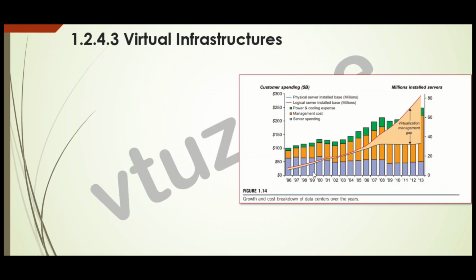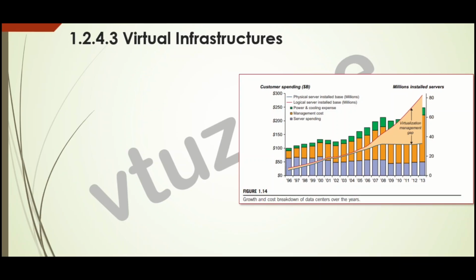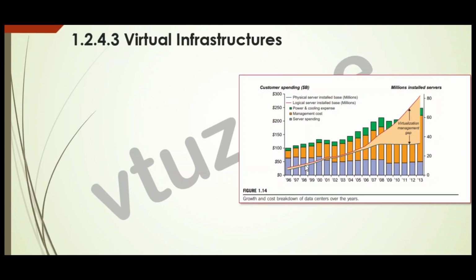This gray color represents server spending, which is the cost of purchasing physical servers. Then orange color represents management cost, which includes maintenance and operational expenses. Then this green color represents power and cooling expenses, which indicate the cost of running and keeping servers cool. Then this red line represents the growth of logical servers, which increase due to virtualization.